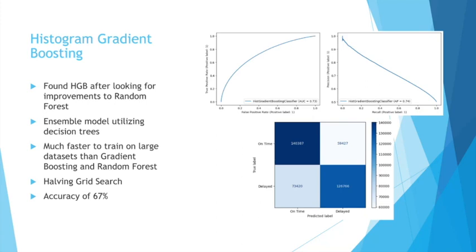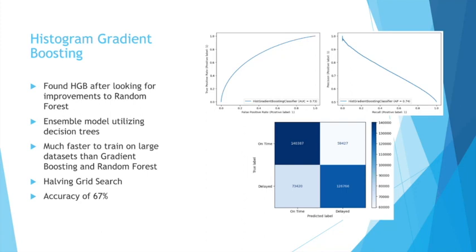Another model we discovered when searching for improvements for random forest was the histogram gradient boosting tree. And this model utilizes decision trees in an ensemble format similar to random forest, but it's much faster to train on large data sets than both regular gradient boosting and random forest trees. In addition, because of this faster training time, we were able to use a special kind of grid search called halving grid search to help optimize a few of the hyperparameters.